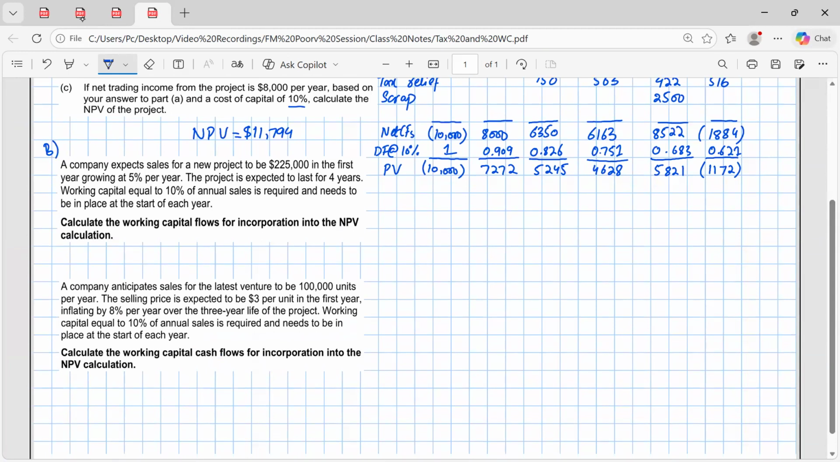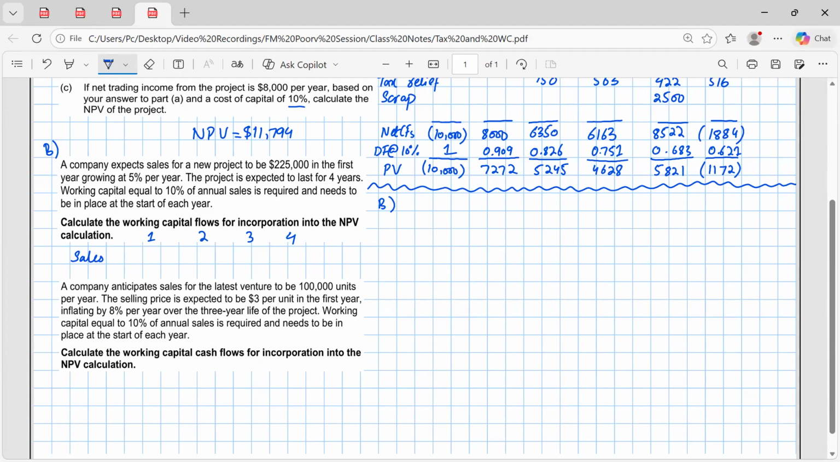Okay, please read this example. Purav, you can read this example. A company expects sales for a new product project to be 225,000 in the first year, growing at 5% per year. The project is expected to last for 4 years. Working capital equal to 10% of annual sales is required and needs to be in place at the start of each year. Okay, so you need to calculate the working capital figures that you have to put in the NPV format.